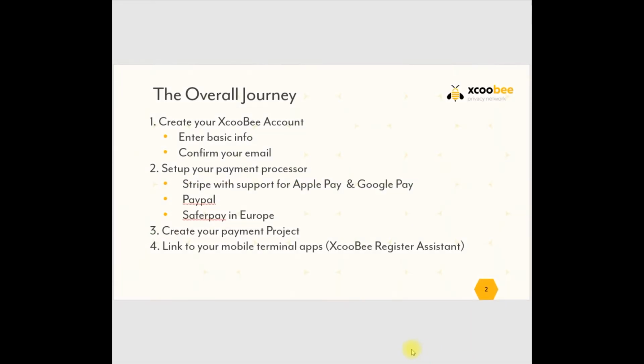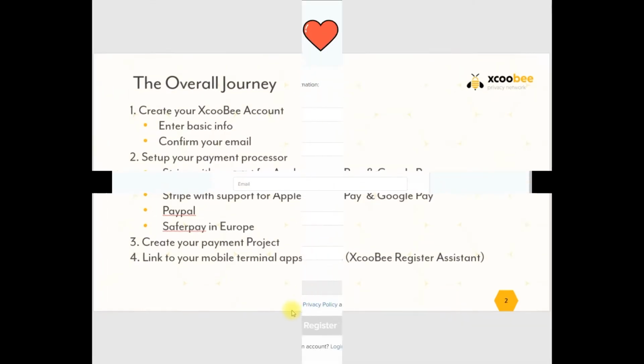The overall journey is not really complicated, but it requires a few steps for us to walk through. I'll be there all the way. It has 4 components. We will first create our XcooBee account as we are coming from AppSumo. Then we will set up a payment processor, followed by our workflow in our projects, and then connect all to a mobile assistant or mobile terminal so that payments can be collected in the field.